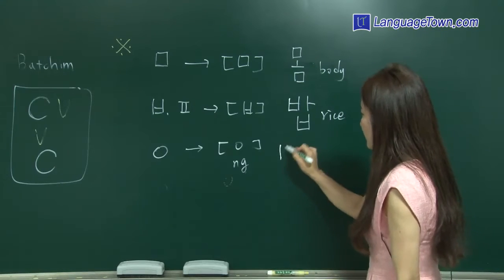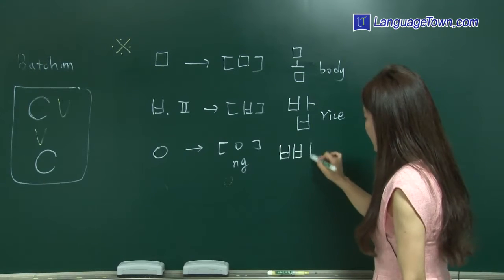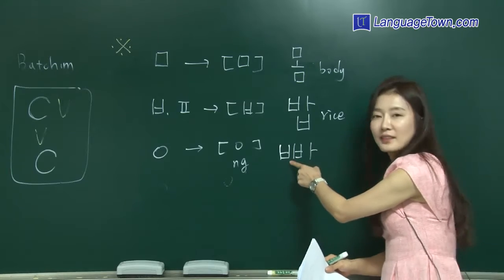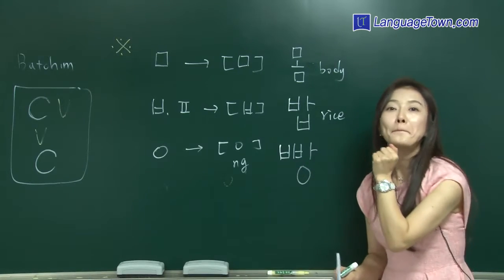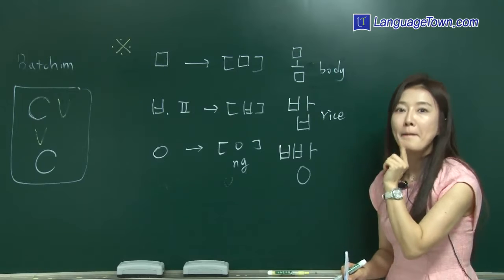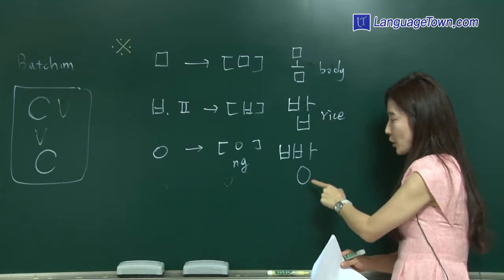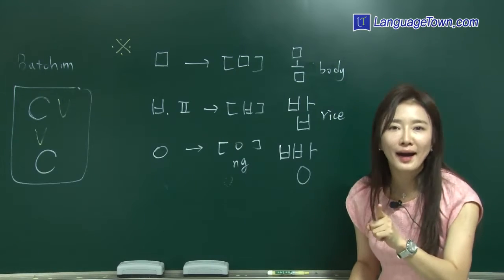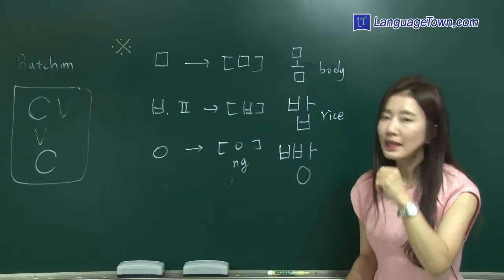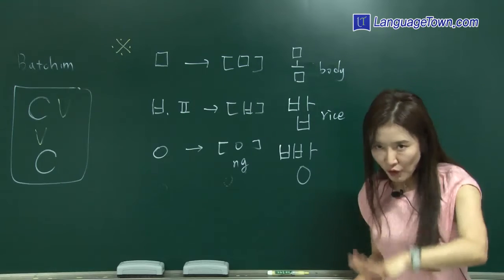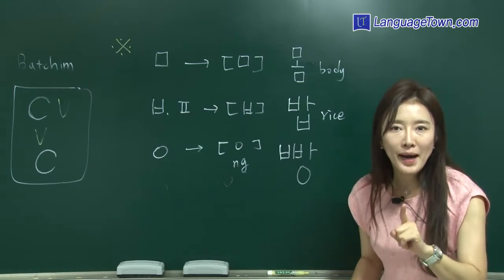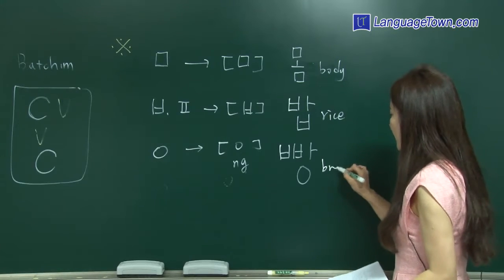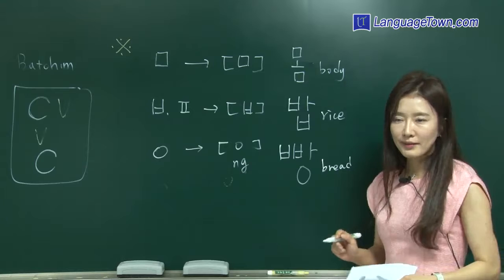So, an example word is this one. Double ㅂ. How do you pronounce this one? Yeah, 빠, right? So, 빵, 빵. Not 팡, but 빵. Strong, 빵. Very good. So, 빵. Yeah, we all love that.